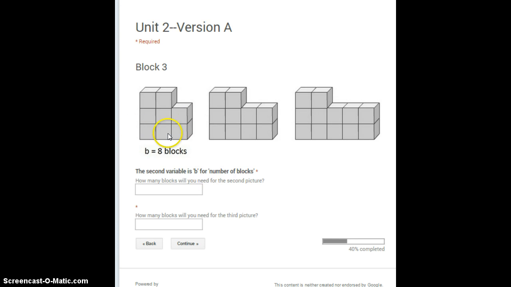Okay, so the first variable was how long the wall is. The second variable is when we go to the store, how many blocks are we going to buy? How many blocks are in this wall? 1, 2, 3, 4, 5, 6, 7, 8. 8 blocks in that wall. How many blocks will you need for the second picture? 1, 2, 3, 4, 5, 6, 7, 8, 9, 10. And then the next one is 12.